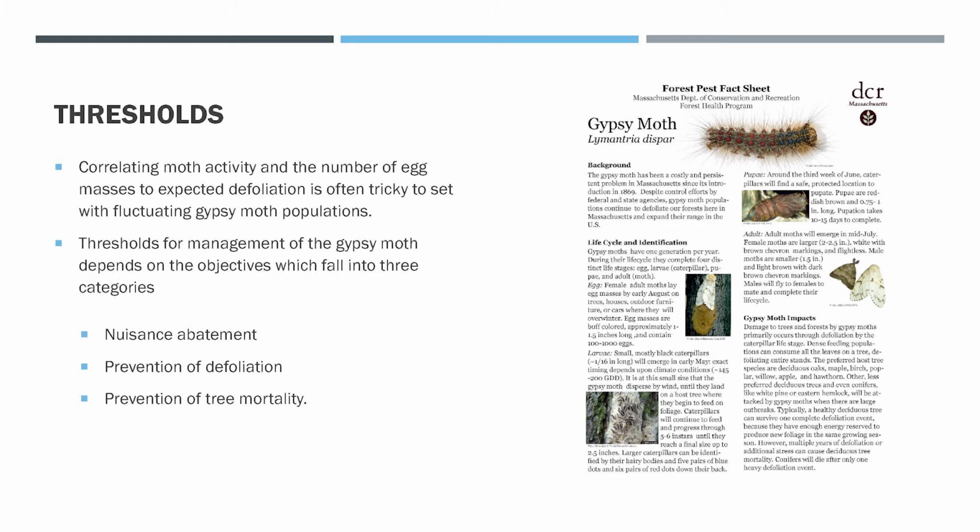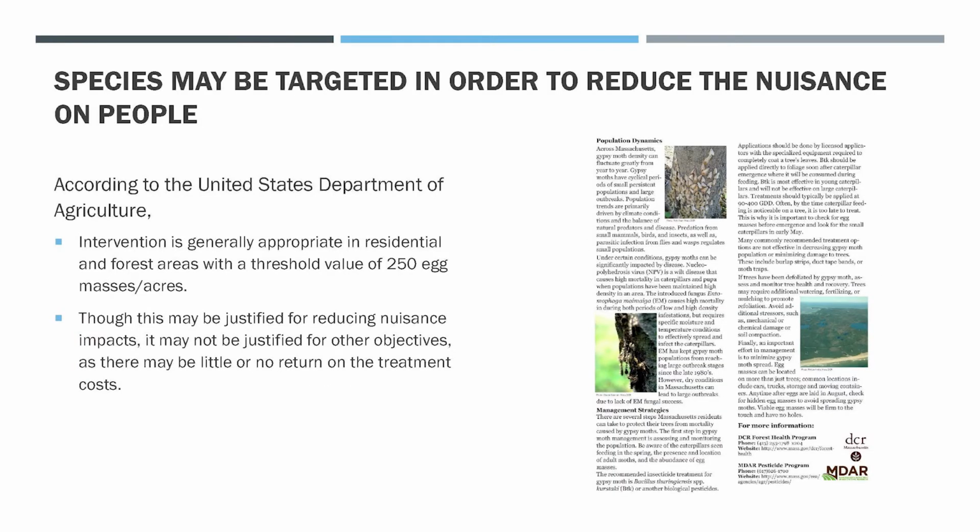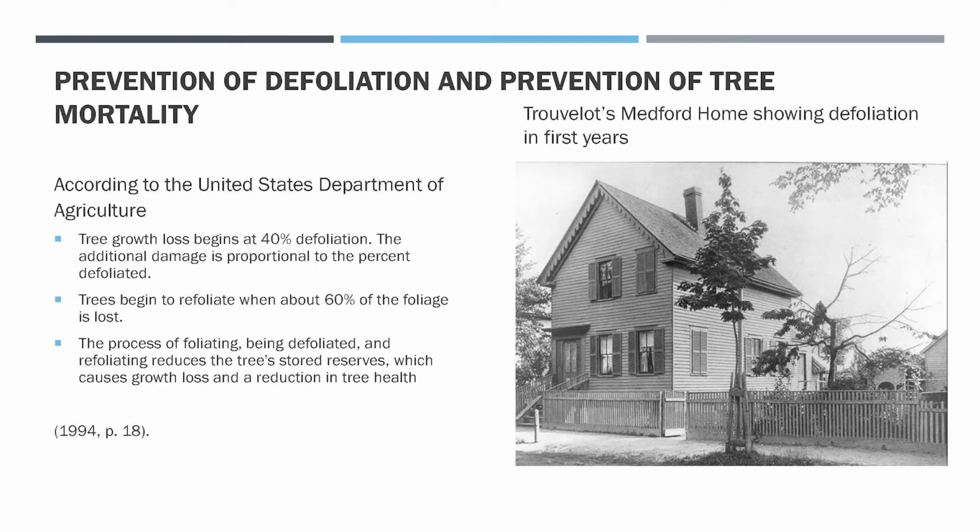The three primary objectives I have are nuisance abatement, prevention of defoliation, and prevention of tree mortality. Each of these has its own threshold. According to the United States Department of Agriculture, intervention is generally appropriate in residential and forested areas when the threshold value of egg masses surpasses 250 per acre. This often isn't justified in Massachusetts, seeing as the gypsy moth is a staple of our forest. The next two categories are to prevent defoliation and prevent overall tree mortality.